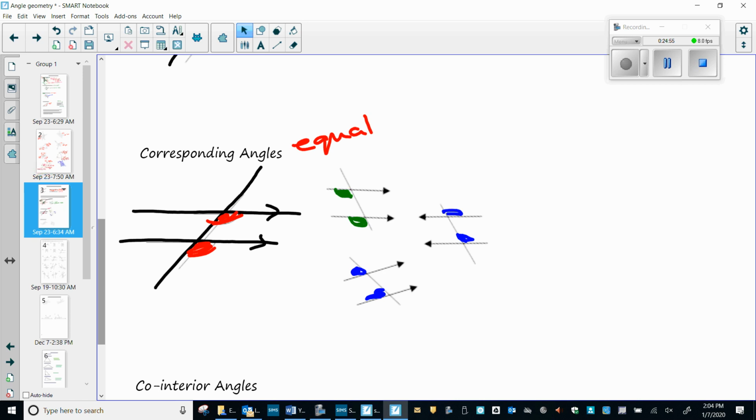Sorry, can you say that again, please? Corresponding angles are on the same side of the transverse line. So the red ones are both on the right. Yeah, that makes sense.